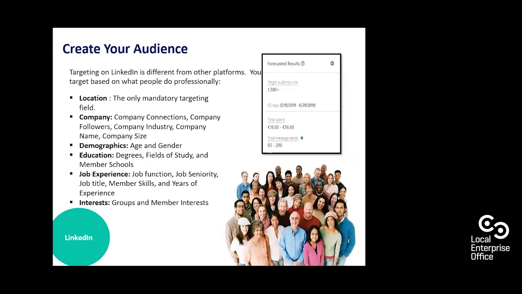So obviously, when it comes to LinkedIn, it's all about a person's professional expertise, their professionalism. So you target based on what people do professionally. Location is the only mandatory targeting field. For instance, you could target people based in Ireland, you could target people in the UK, or you could target people who have a LinkedIn profile and are based in Donegal. Then company: company connections, company followers, company industry, company name, company size. You might want to target a certain size of company.